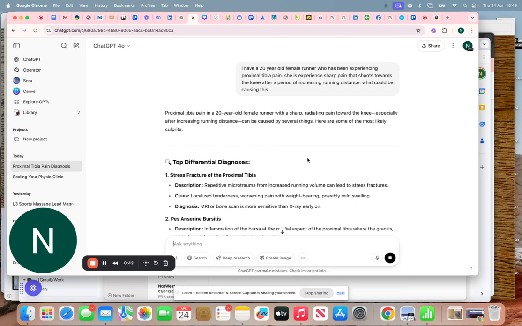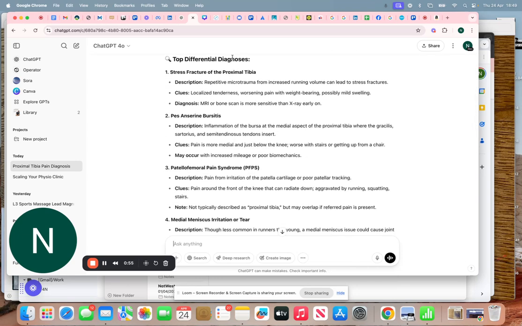Now, I'm not saying that this is going to be a replacement for physios yet. However, it could be a good tool if you've got a patient that you are unsure what's going on, to give you ideas about where you would explore next and what research you would explore next. So my initial suspicion was that this was a stress response, particularly because I'd actually seen on the ultrasound that there was a stress response.